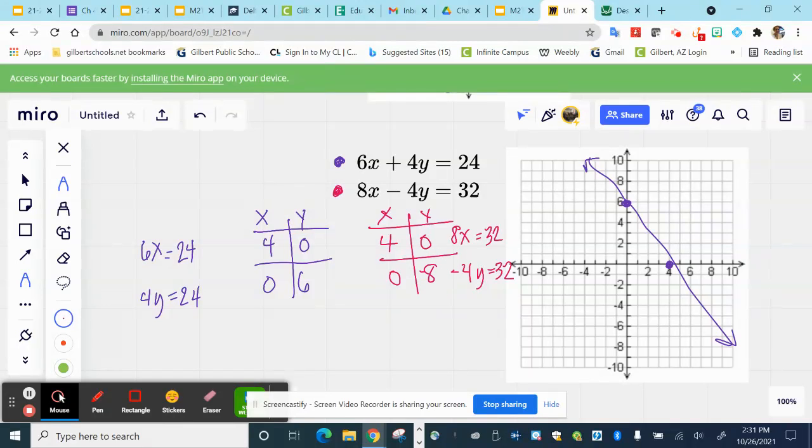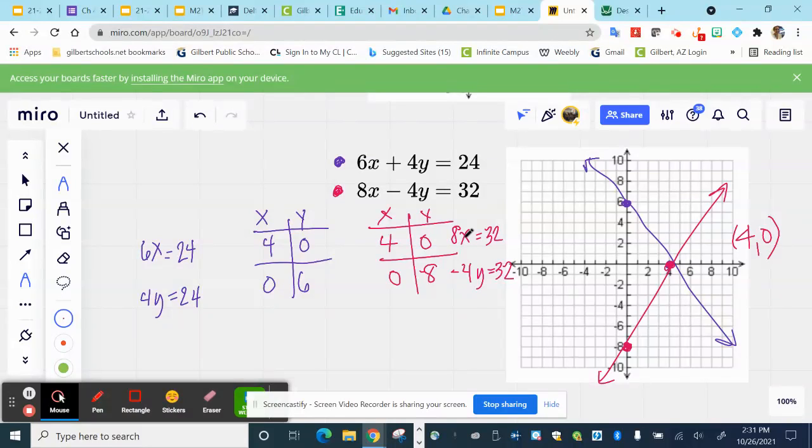So now that I have my 2 points for that line, I go to (0, -8). And then I plot my (4, 0), and you'll see right there, that's where our solution is. That's where the two lines intersect. So my solution to this system is (4, 0).